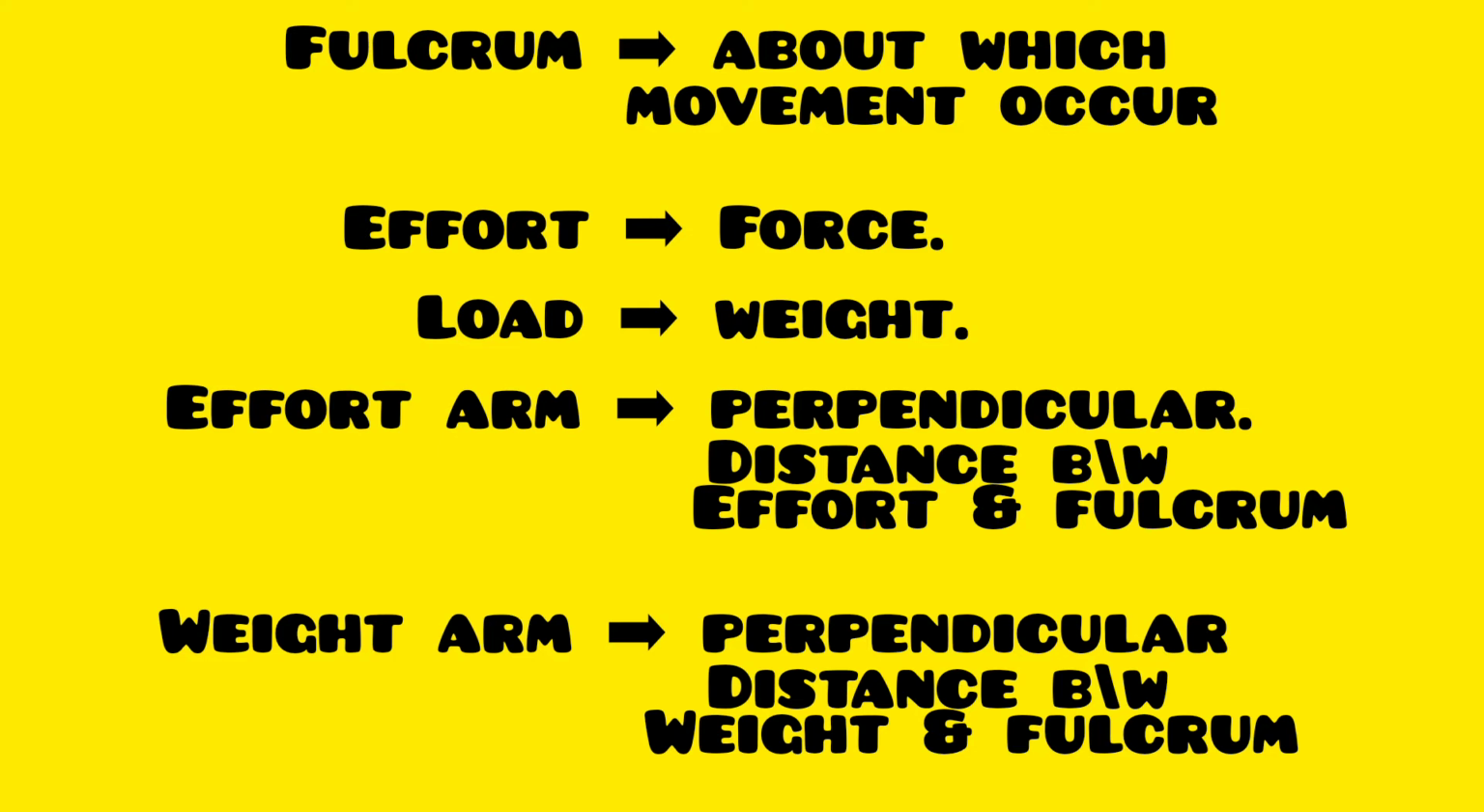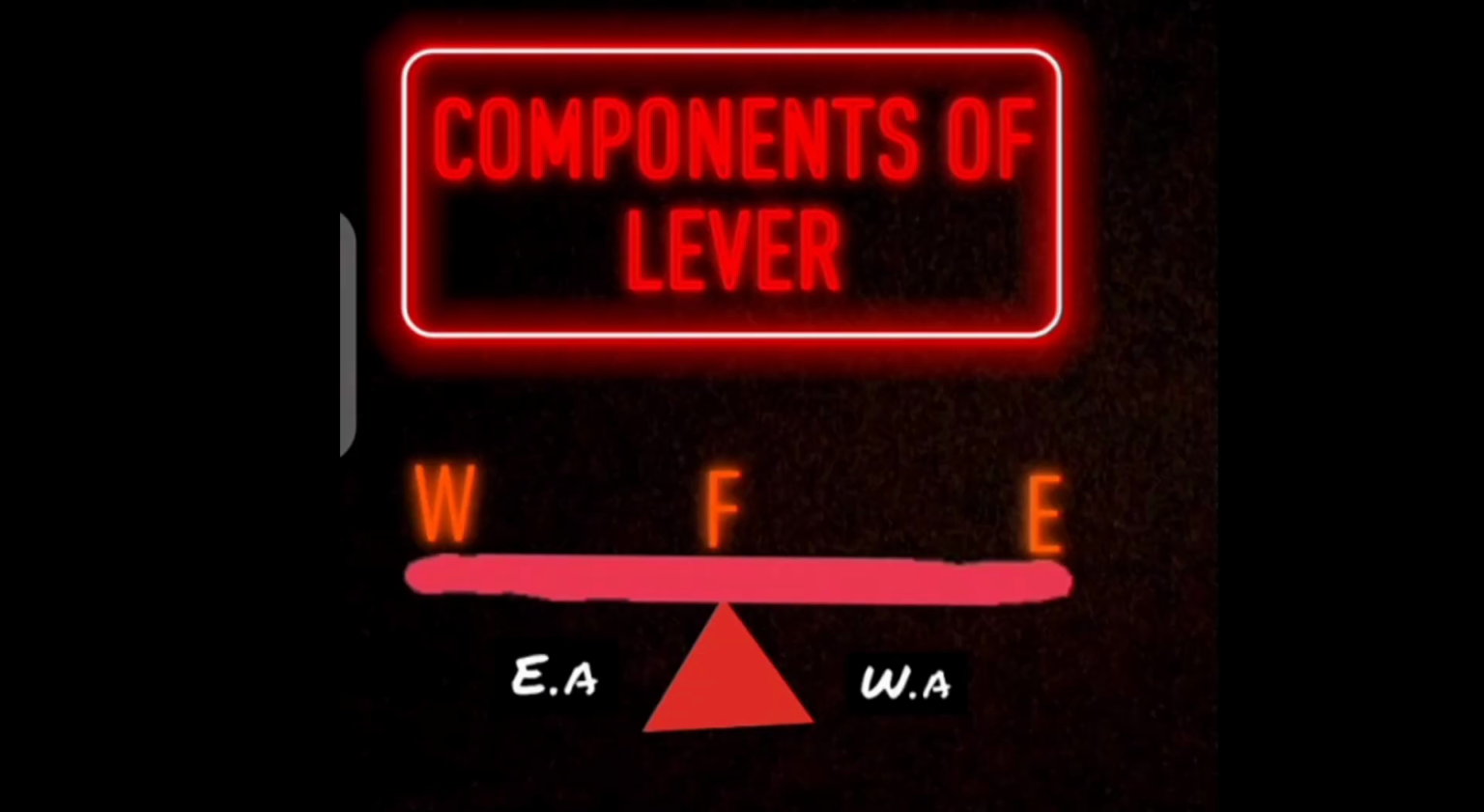Effort arm is the perpendicular distance between the effort and the fulcrum. On the other hand, weight arm is the perpendicular distance between the weight and the fulcrum. The diagram depicts all the essential components of the lever. I hope that is clear now.